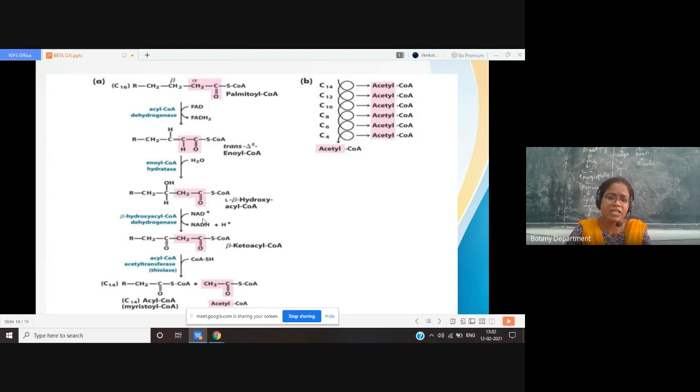NAD is getting converted to NADH2. This beta keto acyl CoA is getting converted to acyl CoA and acetyl CoA, which will enter the Krebs cycle. This reaction is catalyzed by thiolase and coenzyme A. Now everyone understood?